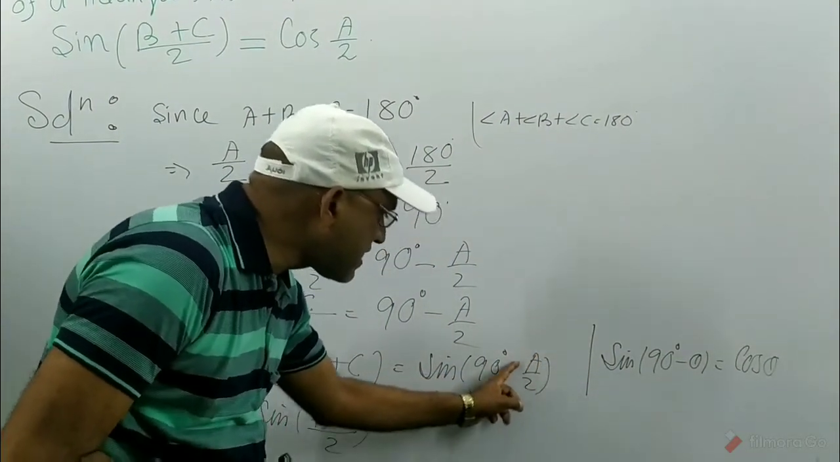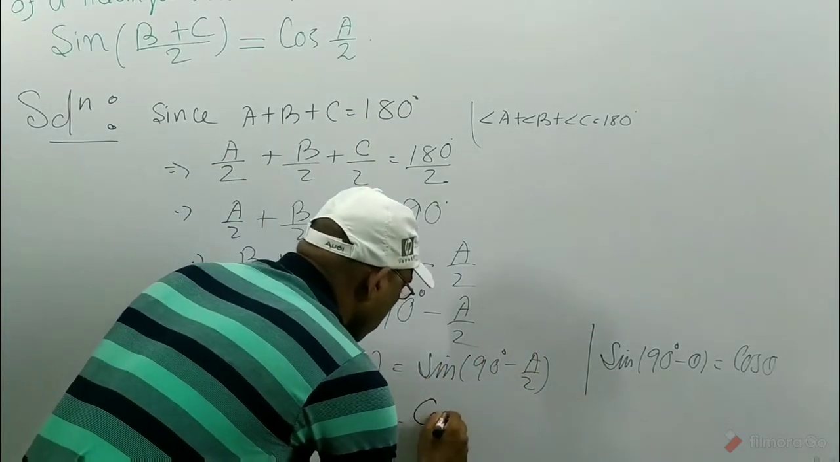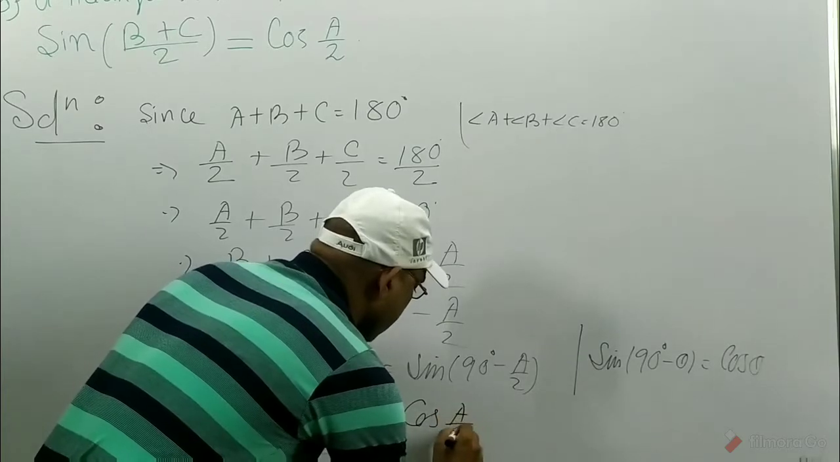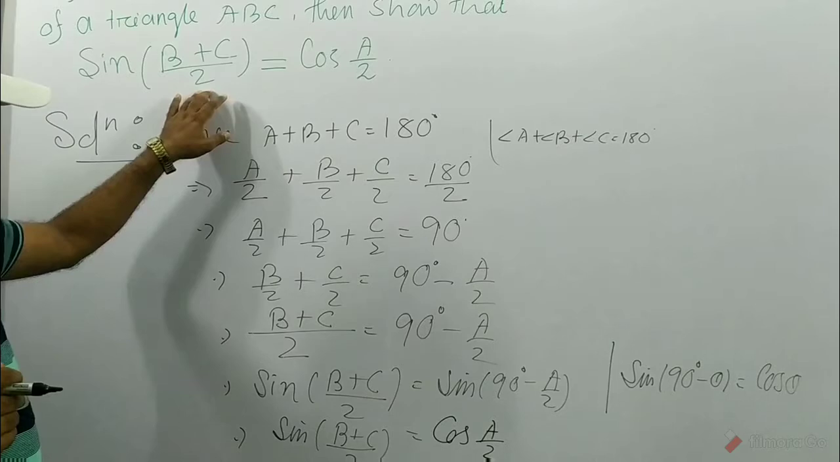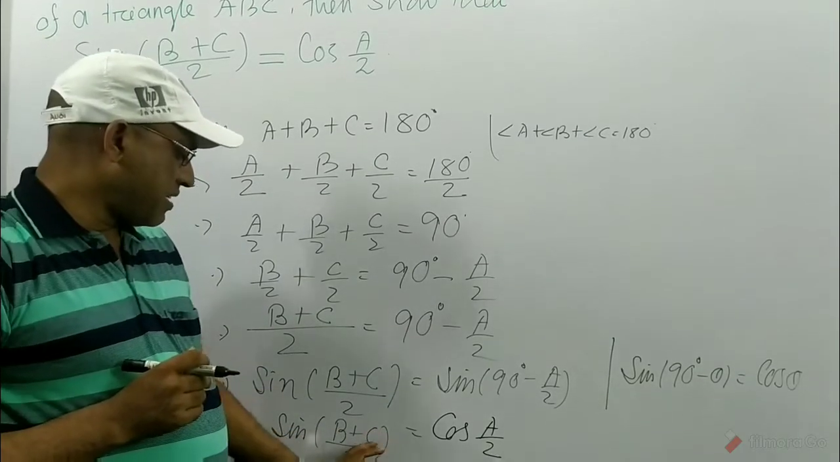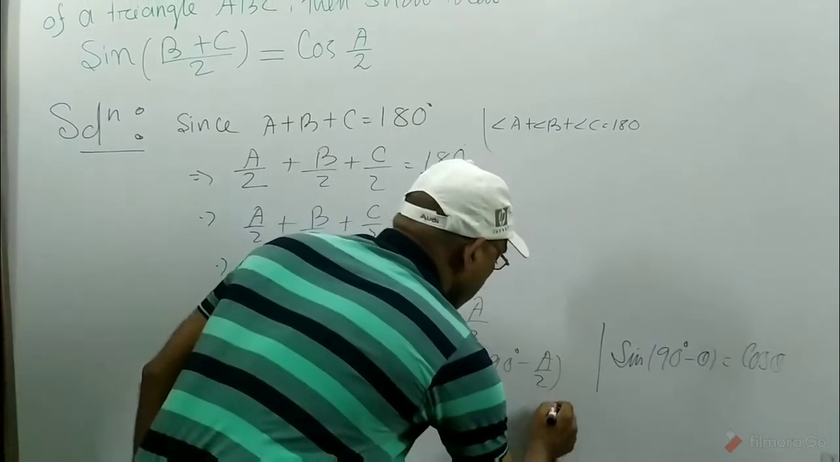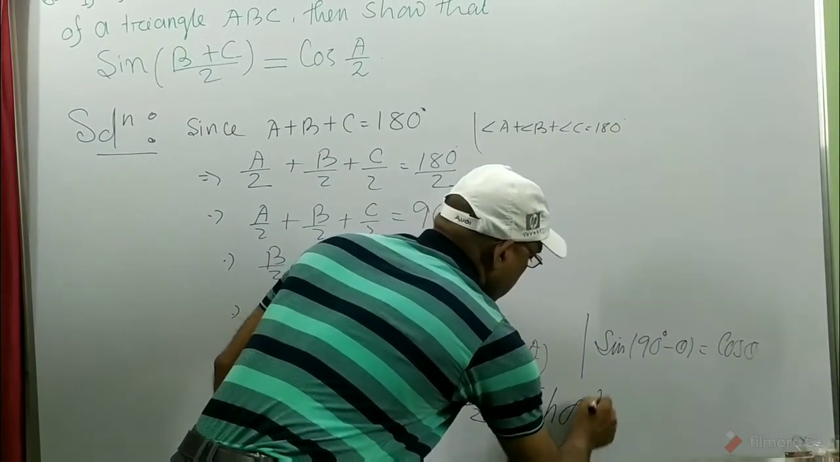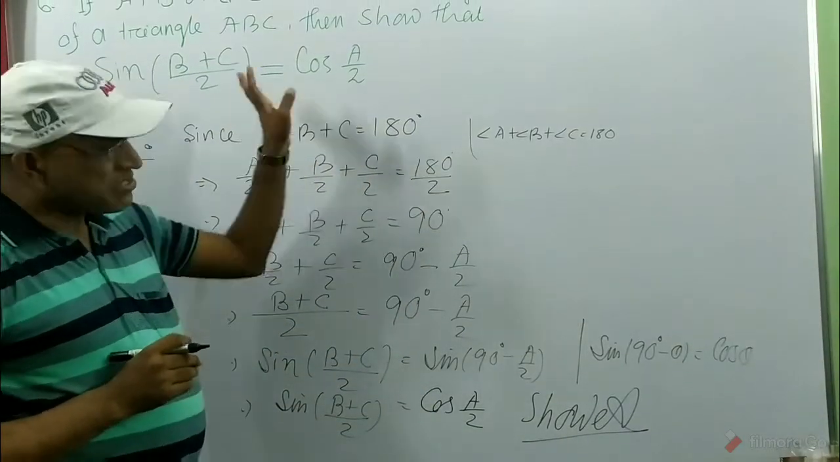We assume this is theta. Sin(90 minus theta) equals cos theta, where theta means A by 2. So this is nothing but our proof. We get sin((B plus C) by 2) equals cos(A by 2). So this is the proof. So dear students, the solution is clear and very easy.